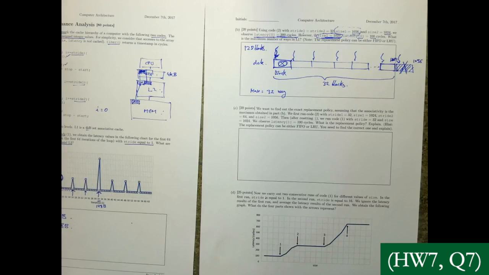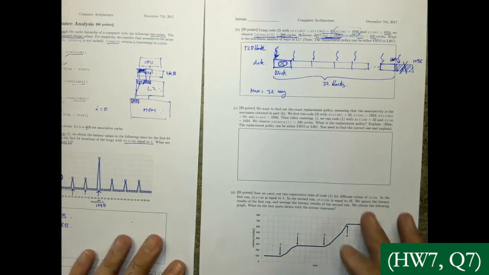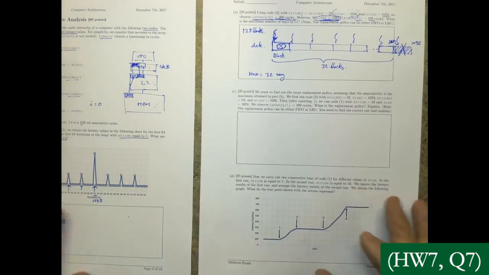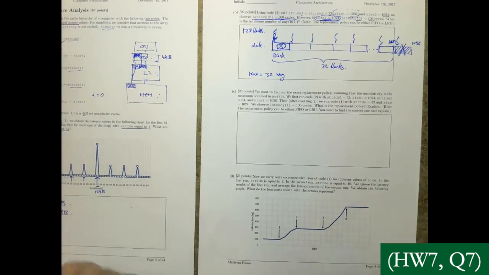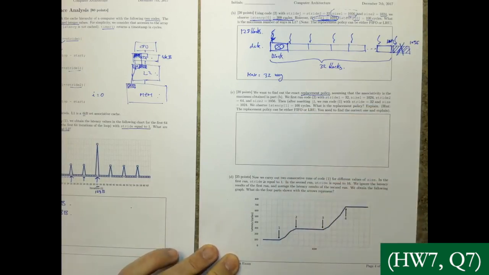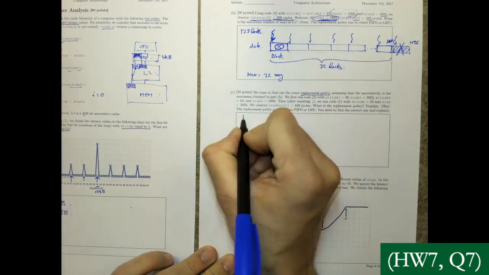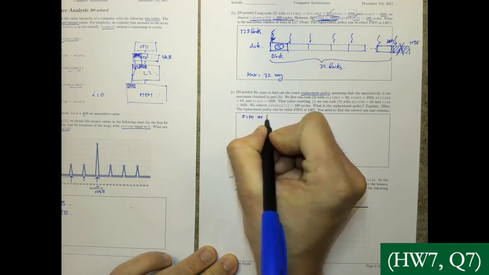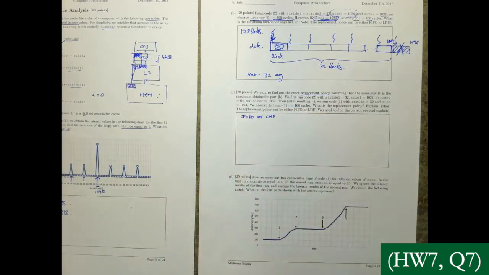Fine. If you don't have any questions, let's discuss part C. In part C, we again use code 2, and we are also going to use code 1 after that. What we want to figure out is the replacement policy. We already know that the replacement policy is going to be FIFO or LRU, because that's what part B told us.